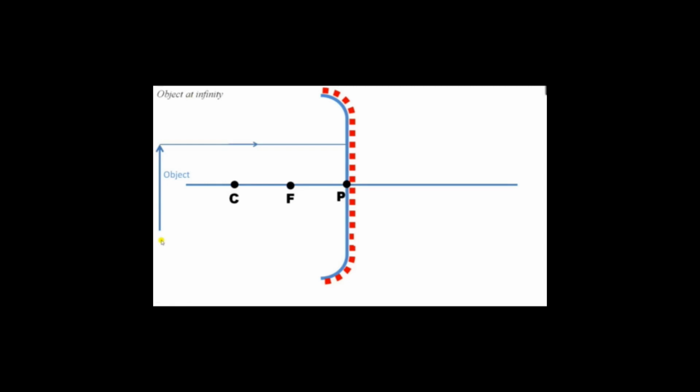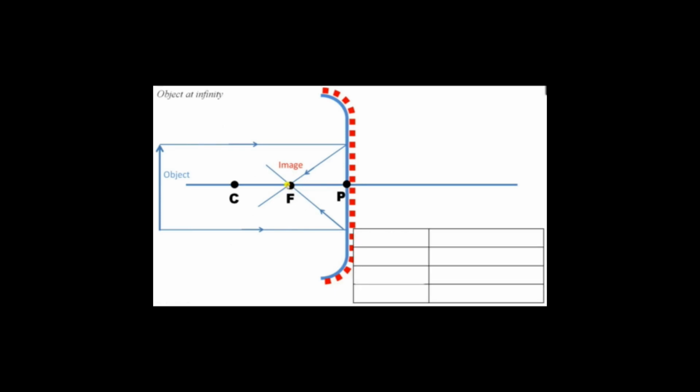I'll send a ray parallel to the principal axis. Using rule number 1, it goes through the focus. I send another parallel ray, and it also comes to the focus. So these two rays are meeting at the focus. Wherever these two rays meet will be the image. So the image is formed at the focus.